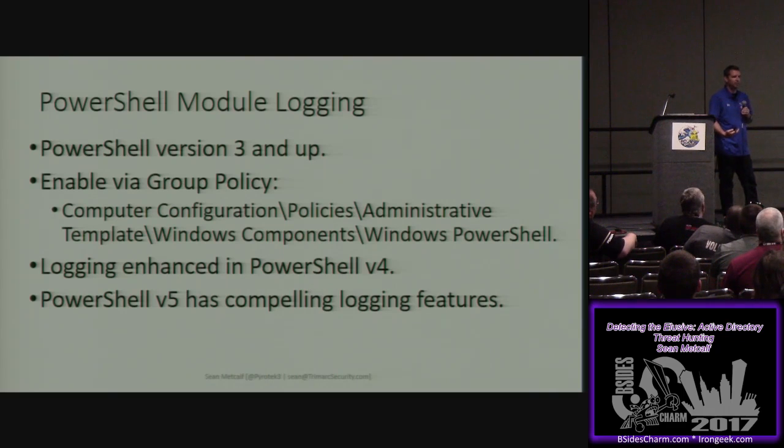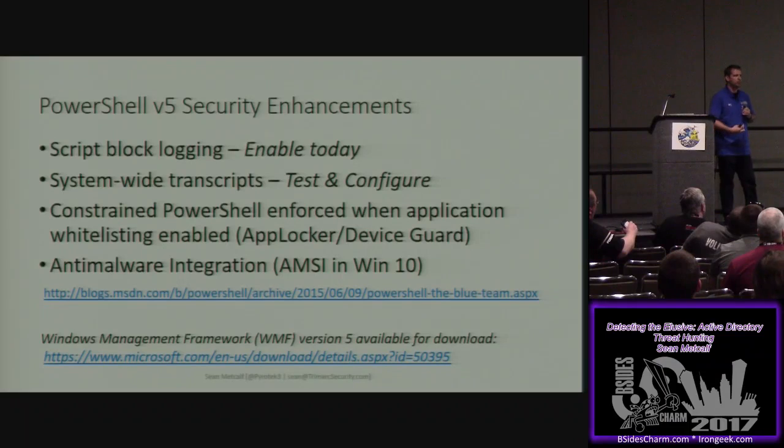So logging is enhanced in v4. You need v3 in order to get PowerShell module logging. But PowerShell version 5 is really where it's at. You definitely want to deploy PowerShell version 5 on all your workstations. Win 10 has it built in. And look to deploy it on your servers because we have something called script block logging, which basically logs the smallest component of a PowerShell script, that PowerShell script block.